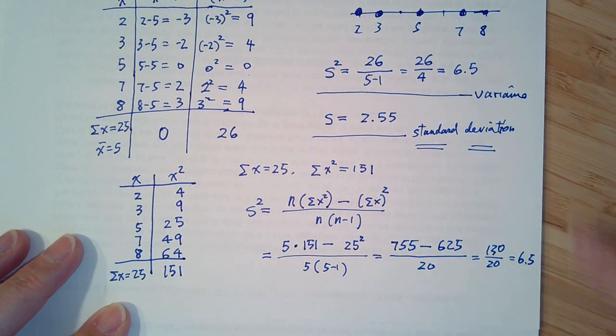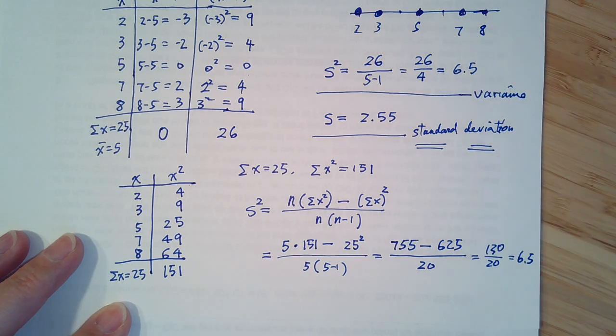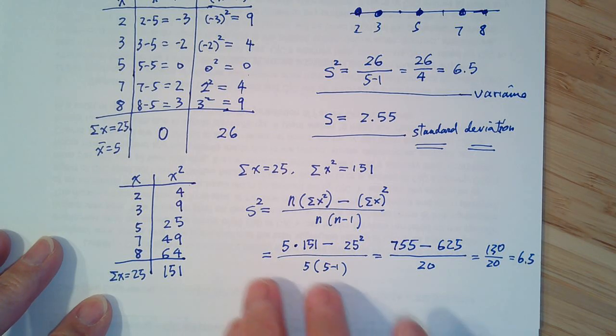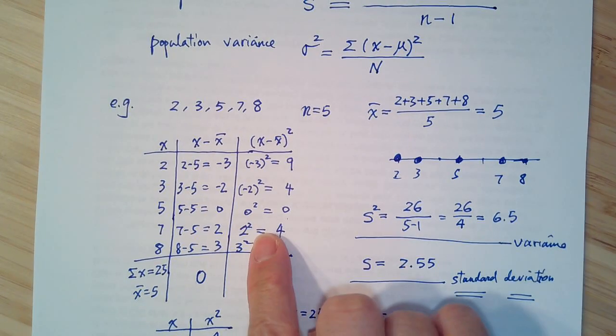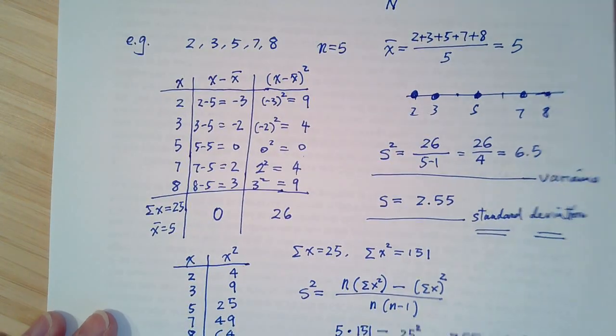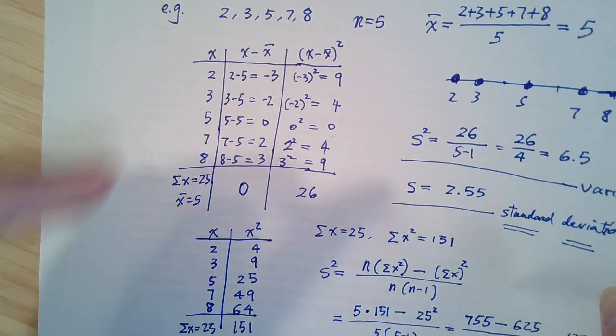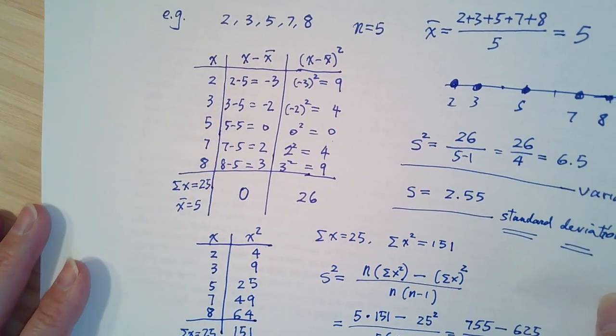Either method you use, you get exactly the same answer. If you like this way better, there's nothing wrong with it, you can just go ahead and do it. In the quiz, I don't really care which method or which table you complete. As long as you finish one and give me the right answer, you're good.